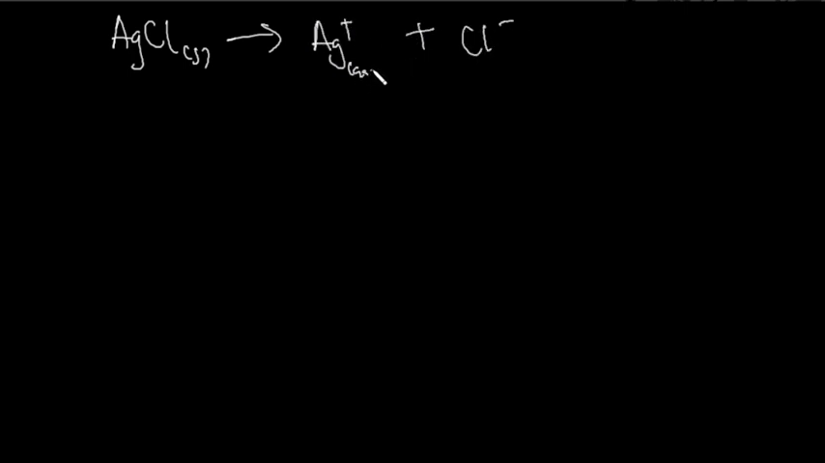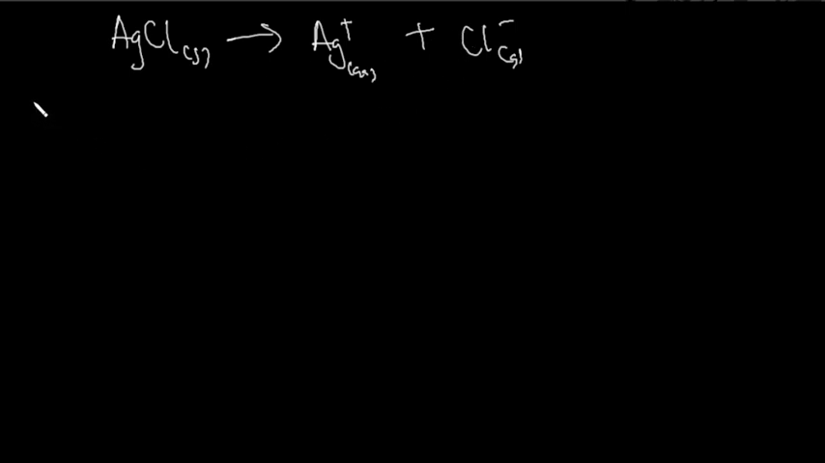So putting this down, first off, you put down your reaction. AgCl solid, if it is going to dissolve in water, will give Ag plus and Cl minus aqueous solutions. How many Ags do I have? I have 1, so my x is going to be 1. How many Cls do I have? I have 1, so my y is going to be 1.